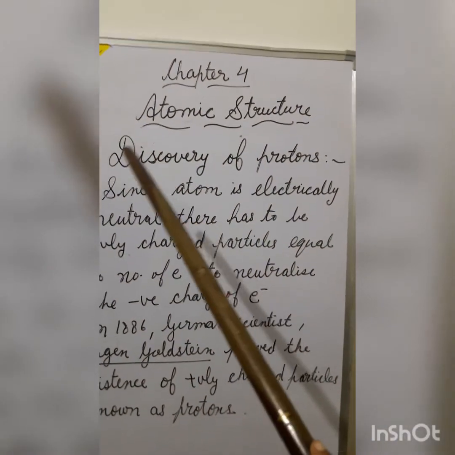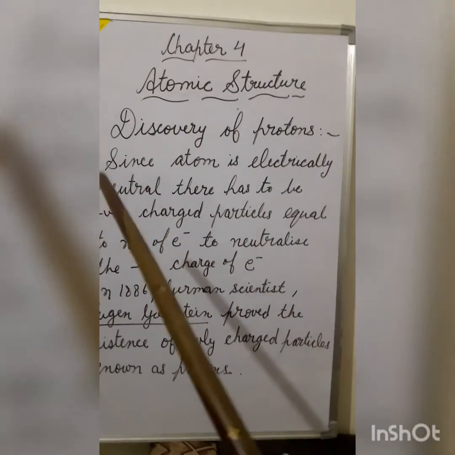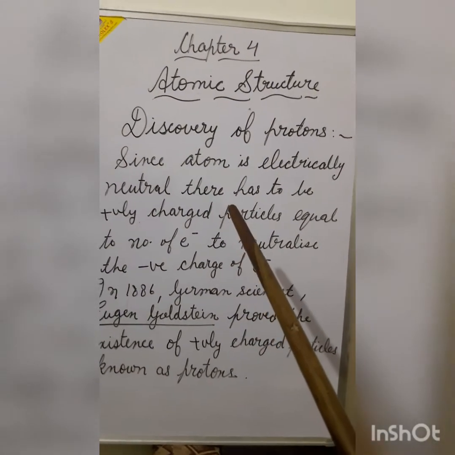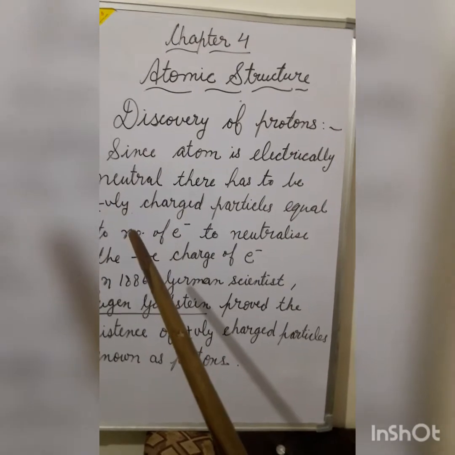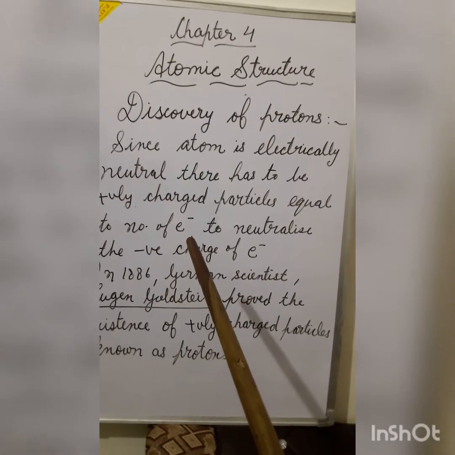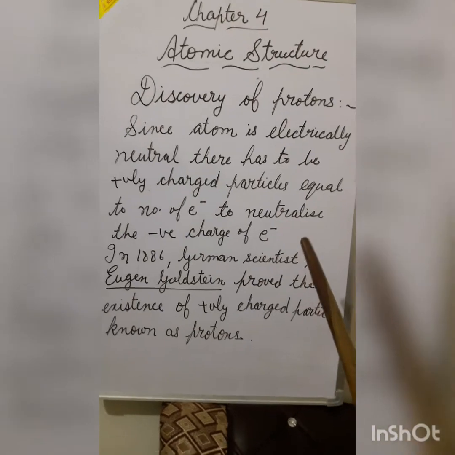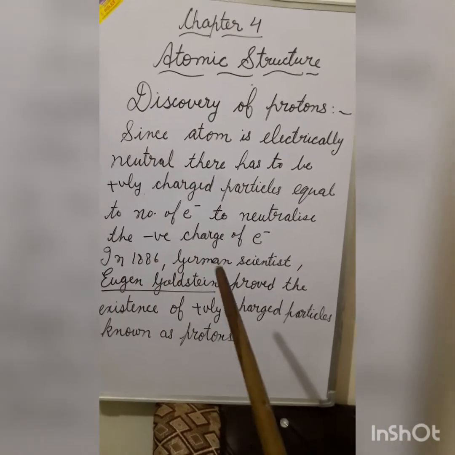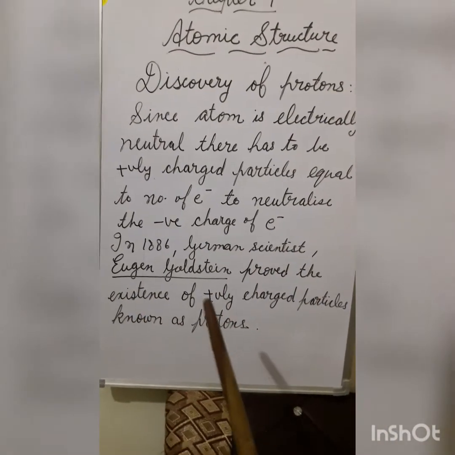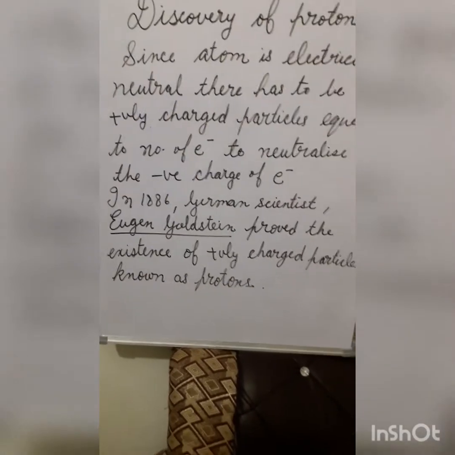Now, after the discovery of the electrons, we knew that the atom is electrically neutral. So, to balance the effect of the negative electrons, there have to be some positively charged particles which are equal in number to the electrons to neutralize the negative charge of electrons in the atom. In 1886, a German scientist, Eugen Goldstein, proved the existence of the positively charged particles known as protons.